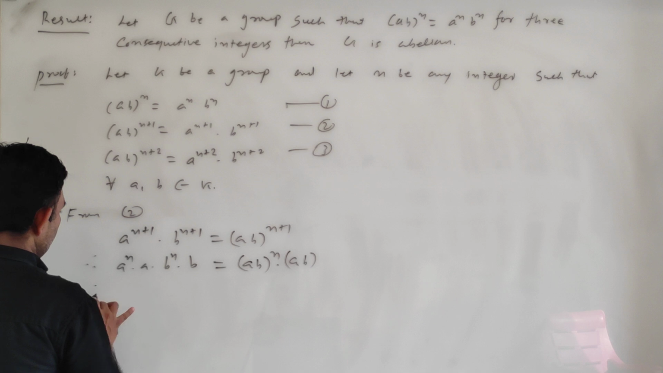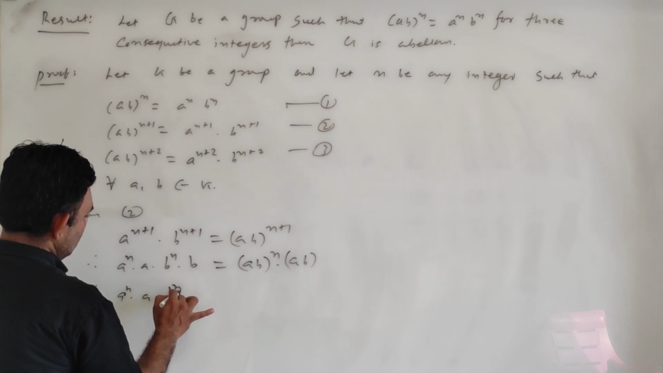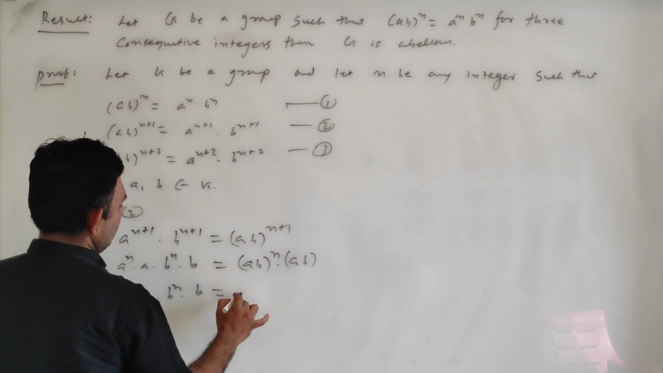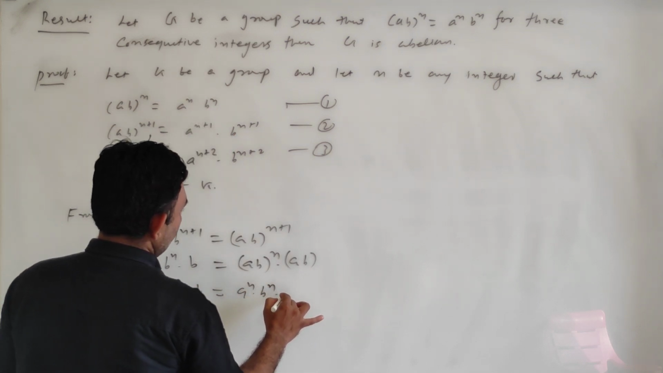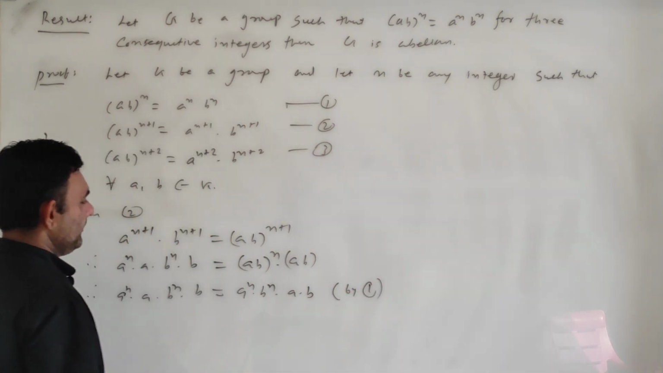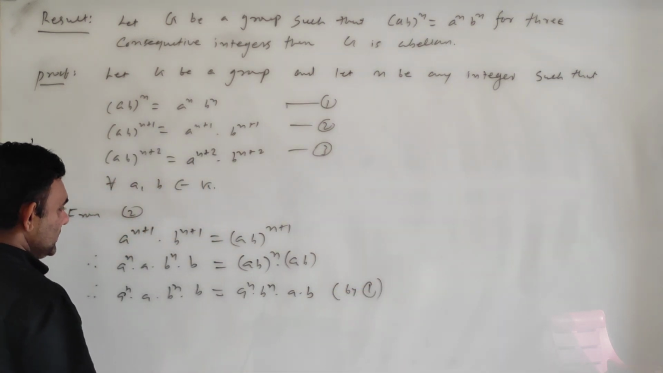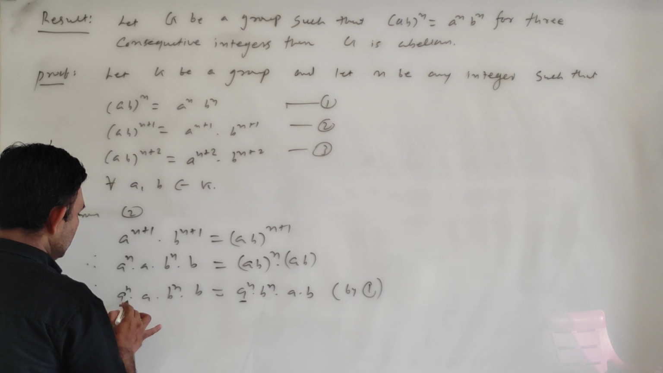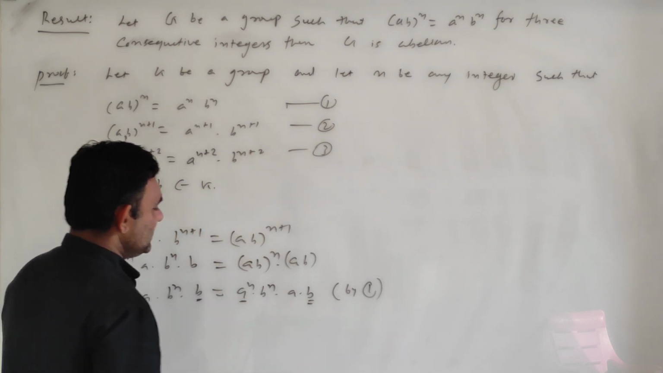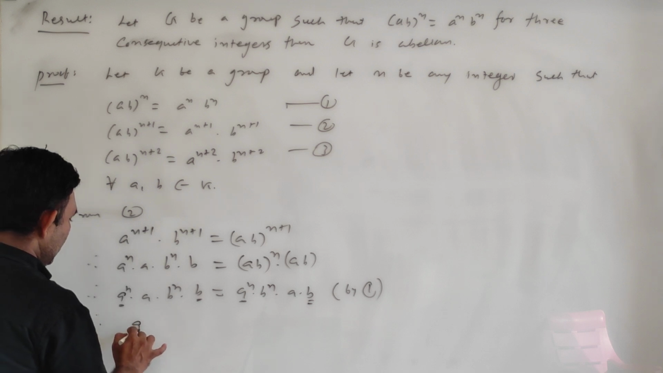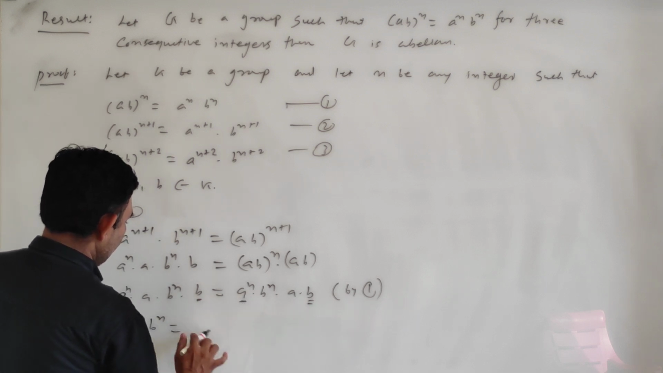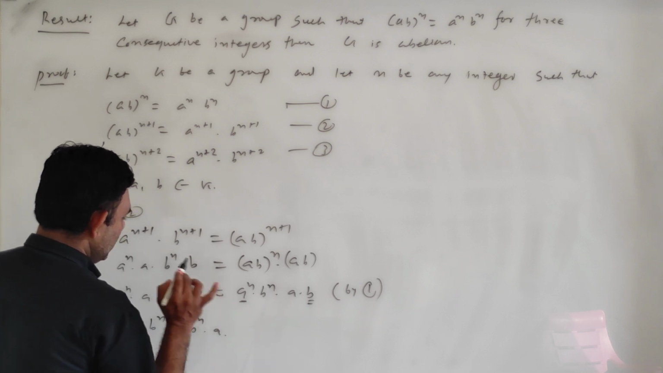But this is a raised to n into a into b raised to n into b, which is equal to ab raised to n, which is a raised to n into b raised to n into a into b. So by left cancellation law, a raised to n I can cancel, and from the right side I have b, so I can cancel this. Therefore, what I have is ab raised to n is equal to b raised to n into a.